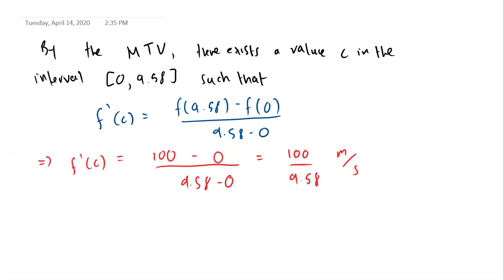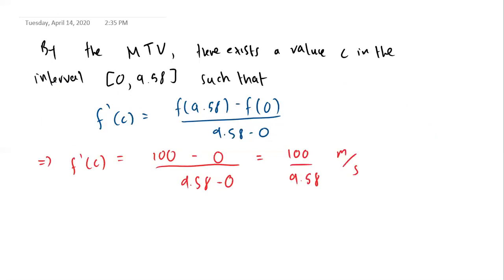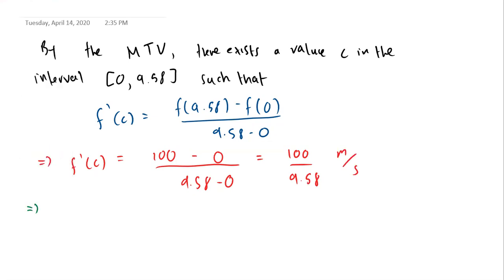The question was asking whether the speed ever exceeded 1/2 kilometers per hour. So we have to change this to kilometers per hour. And I'm just going to do this here as a review of how to do unit conversions. So what we're going to do is multiply by, so this is meters and this is seconds, 1,000 meters because that's the same as 1 kilometer. So this is the same as multiplying by 1, because 1 kilometer is the same as 1,000 meters. So this is how changing the unit works. We multiply by 1, basically doing the conversion.